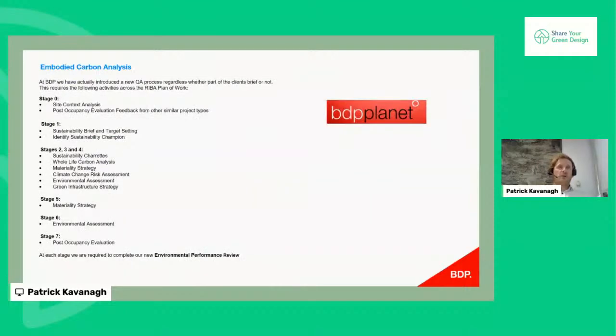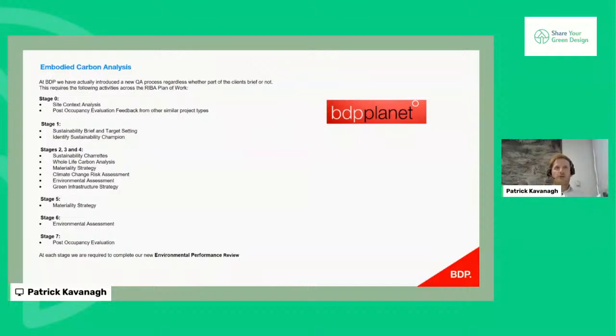What we actually have now in BDP as of January is a new QA process. Regardless of whether it's part of the client's brief or sustainability brief or not, we're required to follow these activities across the RIBA plan of work. So at stage one, we have to carry out site context analysis and review post-occupancy evaluation feedback from other similar project types. Then in stage one, we've got the sustainability brief and target setting, and we have to identify a sustainability champion within BDP who is separate to the design team.